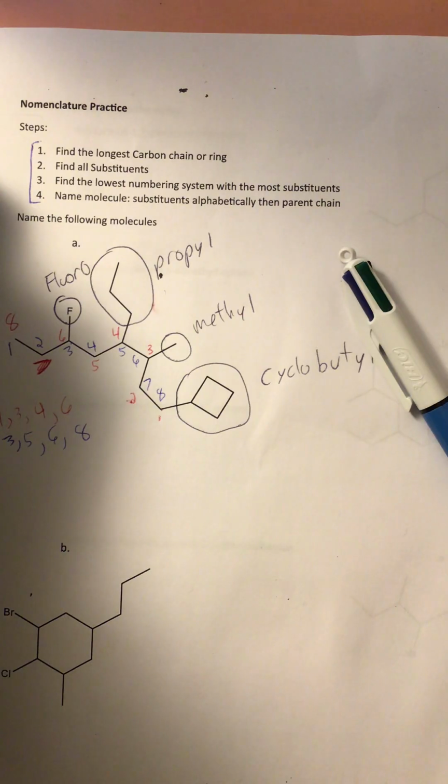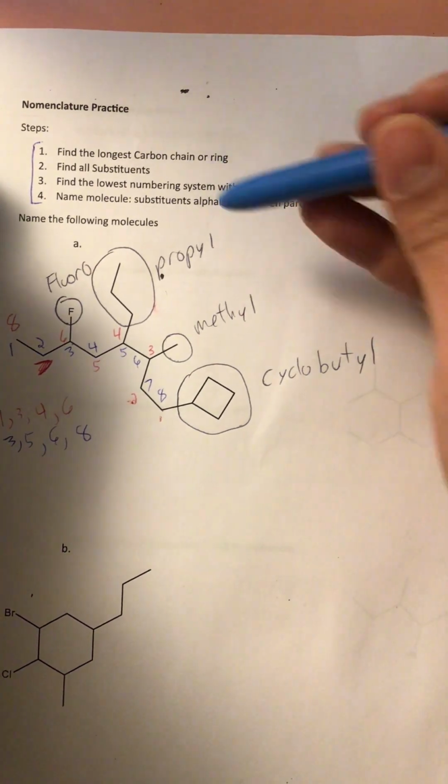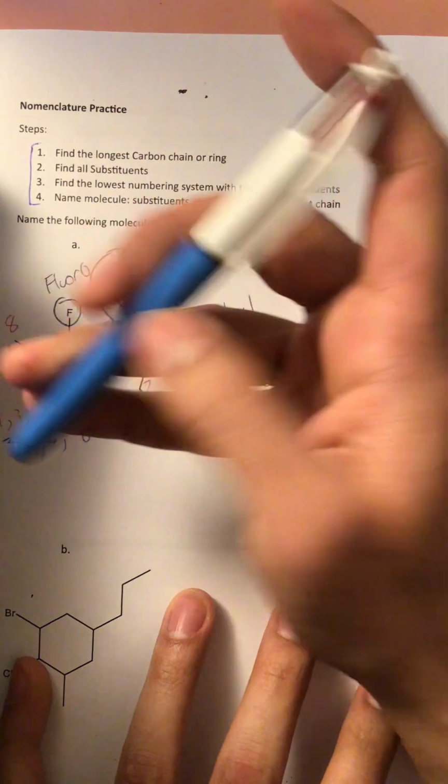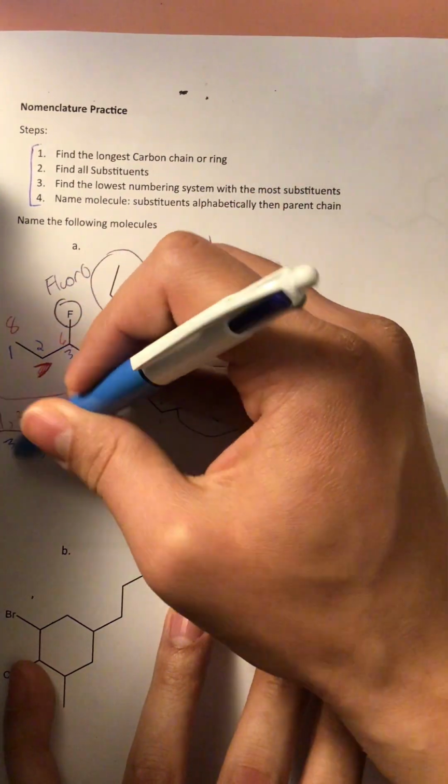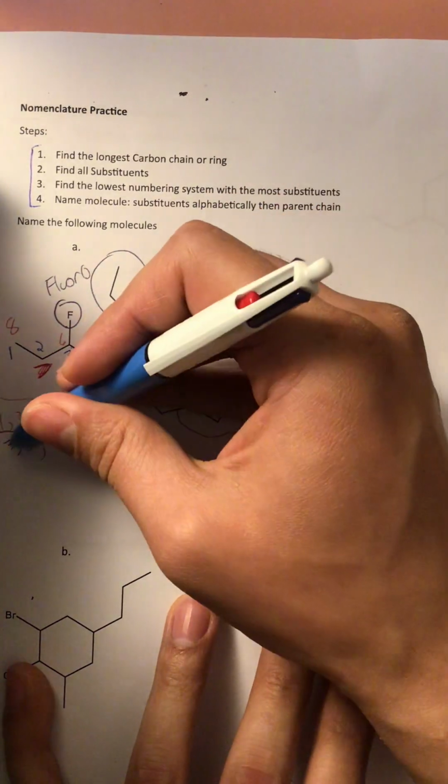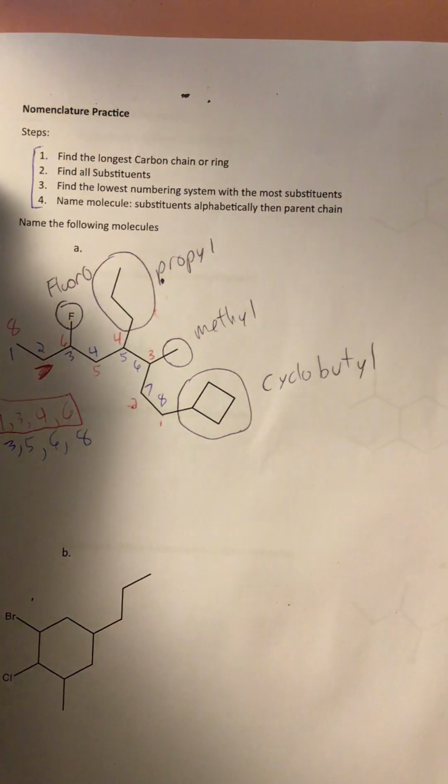Okay, so now I've done steps 1, 2, and 3. The red ones are the lower numbering system, and you go by the first substituent you get to, and then the second one, and then the third one. So it's not like you add them all up. You just go by the first one you run into, which one has the lower number. If there's a tie there, you go to the next one, etc.